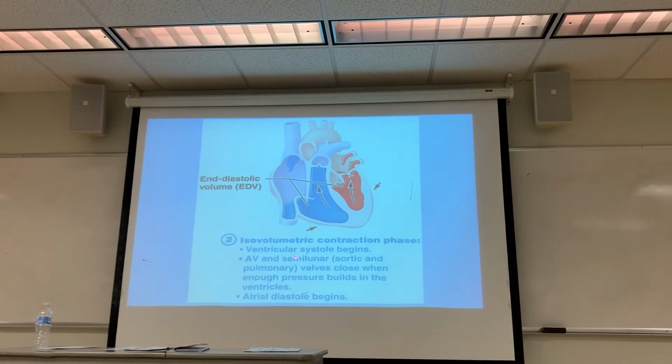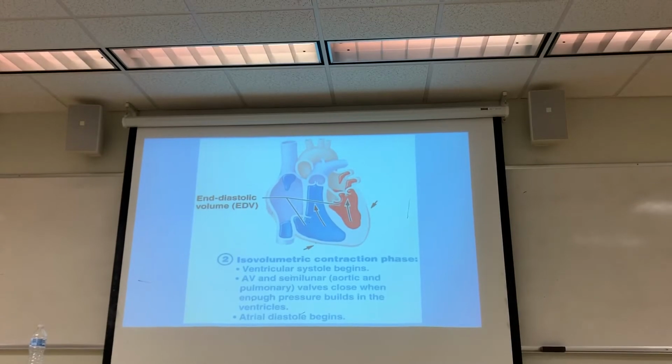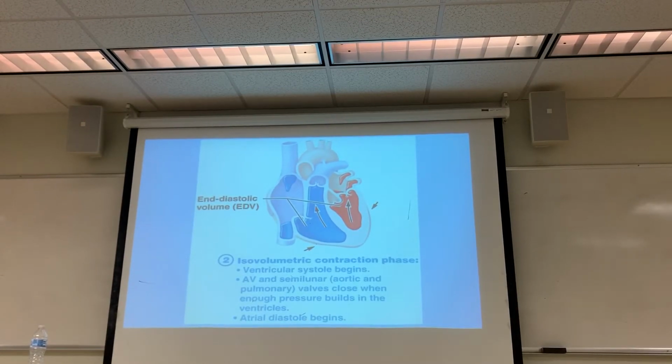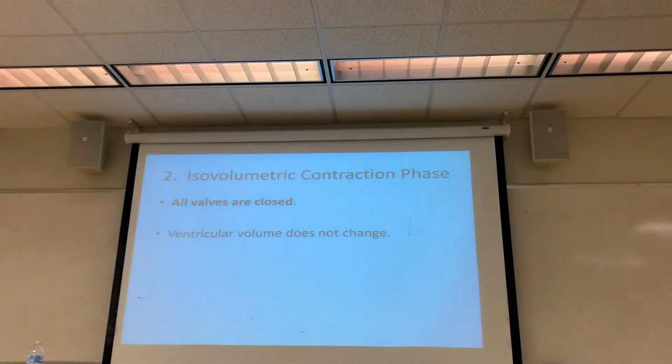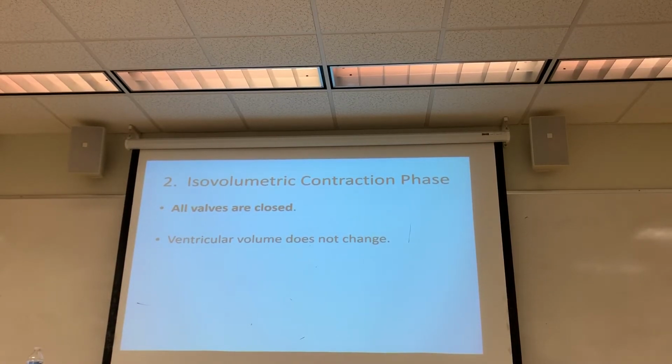Okay? So in this case, the AV valve is closed, S1 sound, but the semilunar is open. So please remember, I told you the rule of thumb. When the AV valves close, the semilunar valves open. When the semilunar valves close, the AV valves open. Okay? So all of these here, AV valve closes. This is your end diastolic volume, the volume of the blood in the ventricles. That has to be ejected to the lungs and then to the aorta.